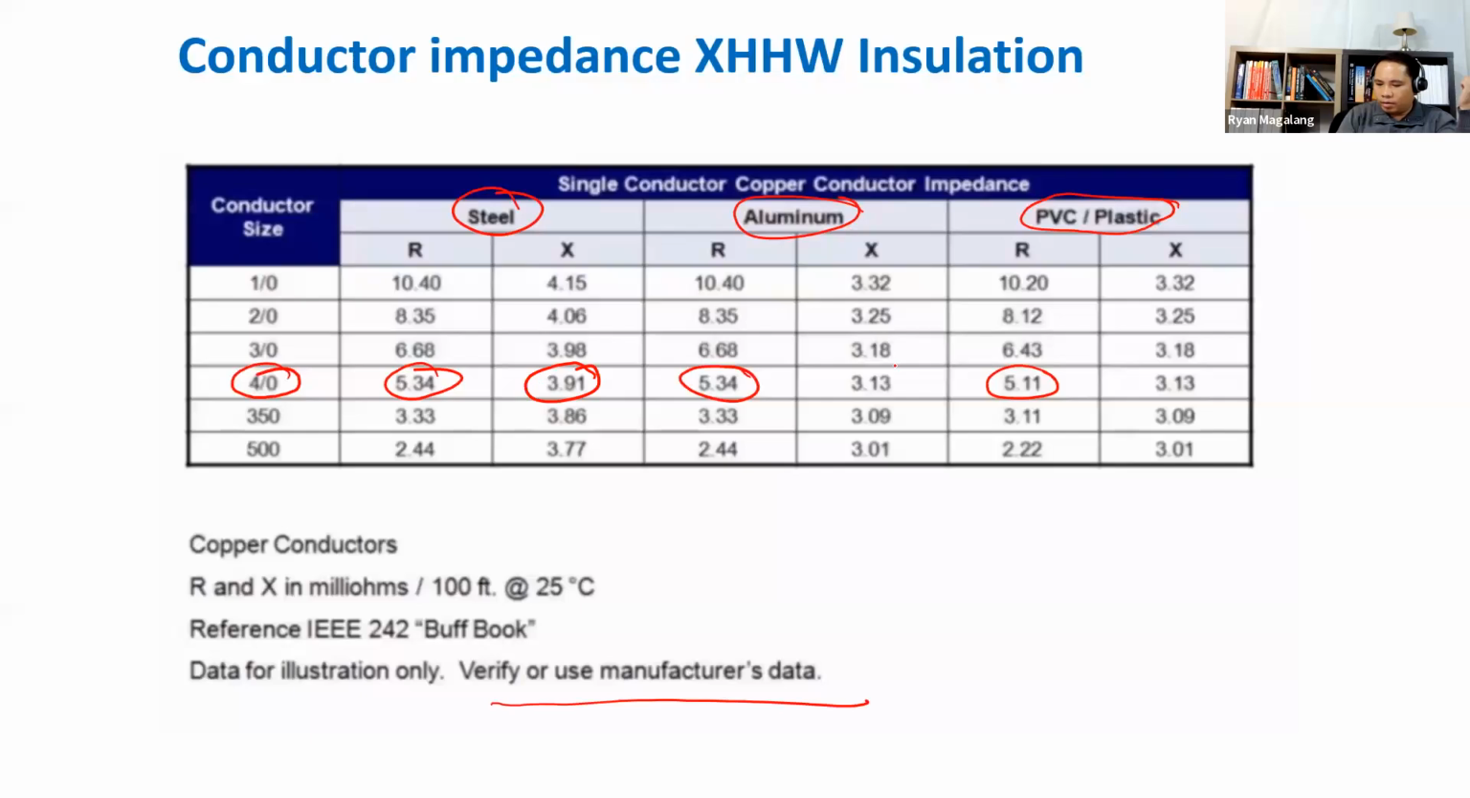Now, looking at the X value, the aluminum and the plastic are now the same. Let me remove that. So the aluminum and the plastic are the same, and they are lower, while the steel is higher. What's happening here? The aluminum is not good when it comes to conducting magnetism, unlike steel.